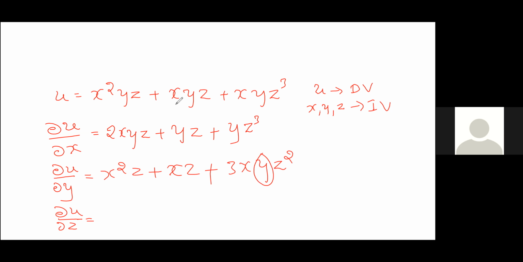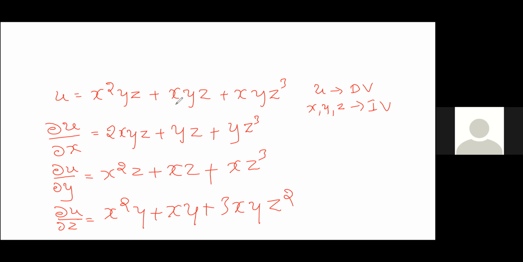Right, z cube actually. So only xz cube then it will be. It's z square, yeah. Right. Now dou u by dou z: x square y plus xy plus 3xyz square. So like this we can find the partial derivatives.